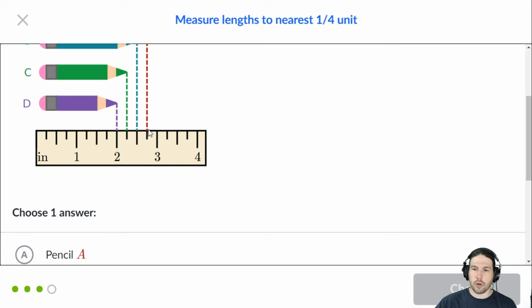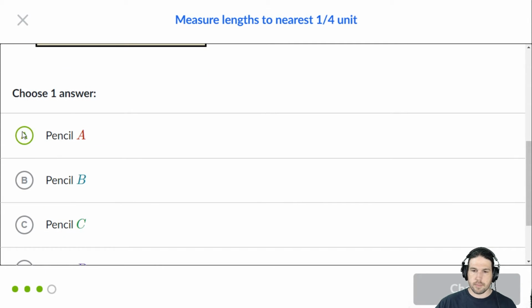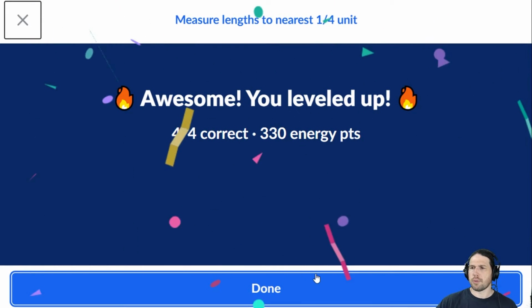2 and 3/4 inches. That would be the red one here. Okay. No problem.